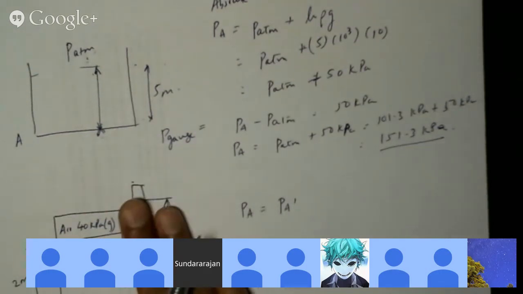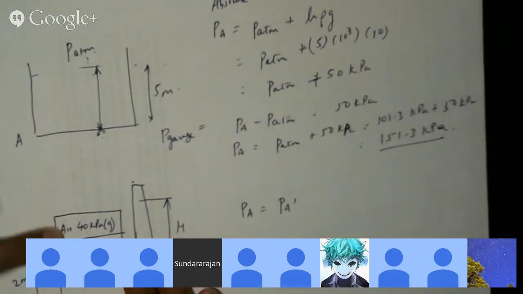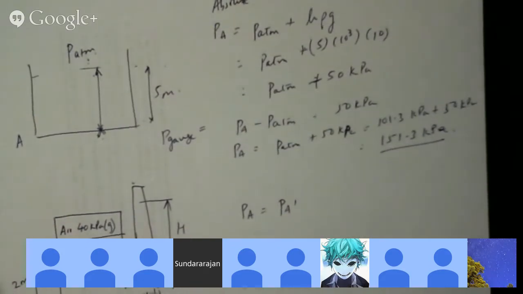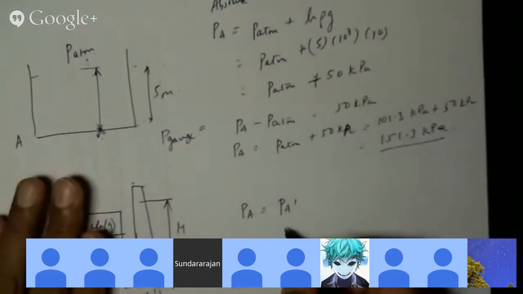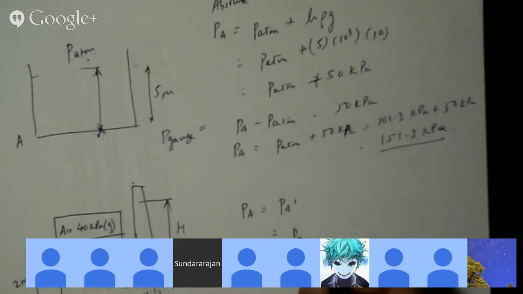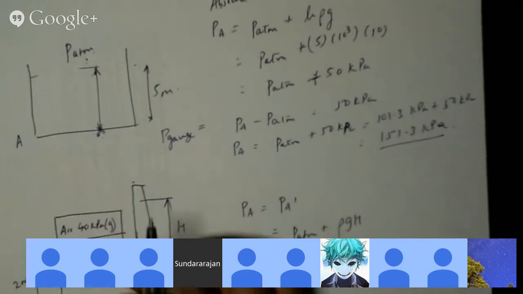Why P atmospheric? This is not exposed to atmosphere here. This part is not exposed to atmospheric. Just look at this part first. Oh, you're doing it for the other one. This is PA prime. Okay, this is correct. P atmospheric plus rho GH. That is for this side. What about for this side?